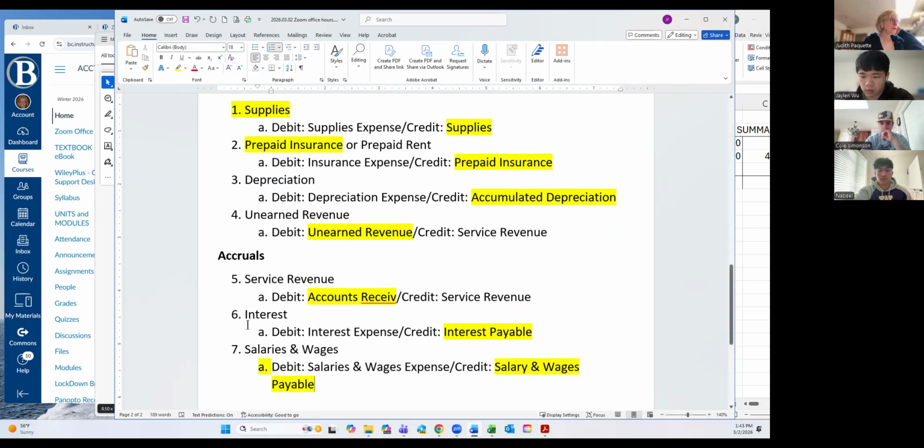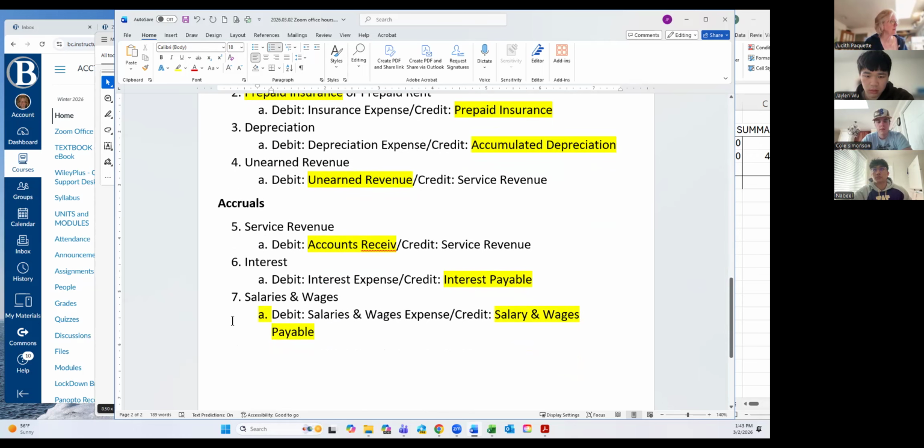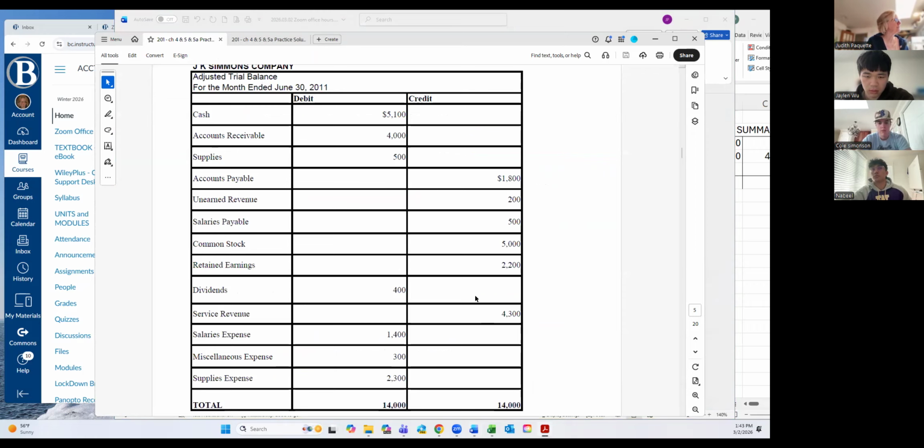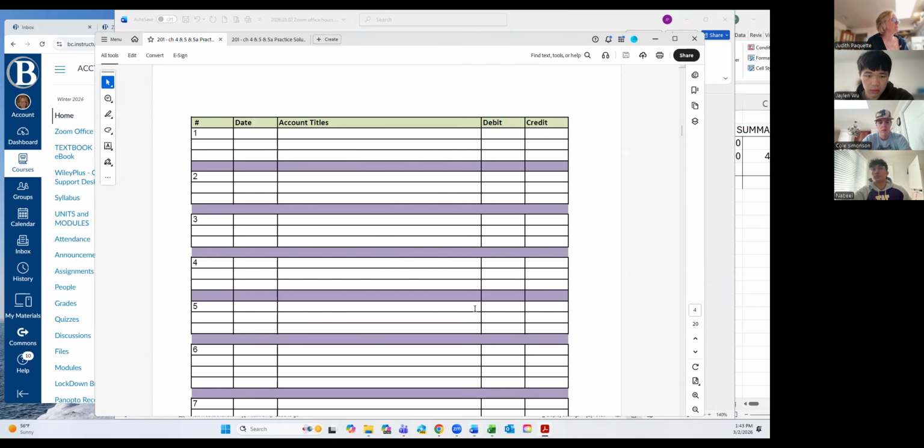So the big calculations are going to be on depreciation a little bit. Interest, you're going to have to calculate the interest owed, and then salary and wages, how much salary and wages do you owe as of the end of the month? And the salary and wage one, if you look at your practice exam, let's go look at those.